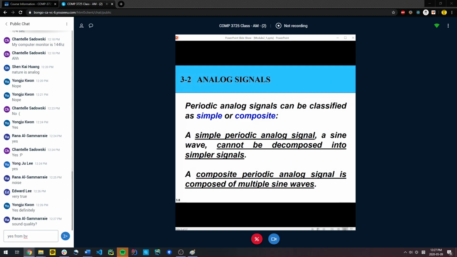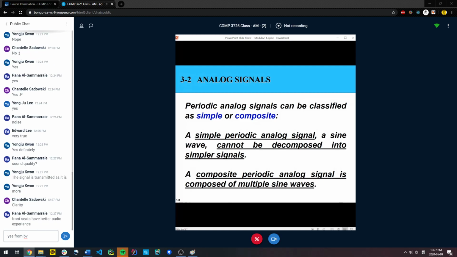Why is it that some seats, when you go to an orchestra or a concert, are priced differently? Obviously there's a proximity to the performer: the closer you are, maybe you're paying a little bit more because you get a close-up look of the individual, the performance. But what else? It is sound quality, but what defines sound quality? Exactly. Precisely what Yongju has said. So it's the proximity, but the signal is transmitted as it is. What does that mean?